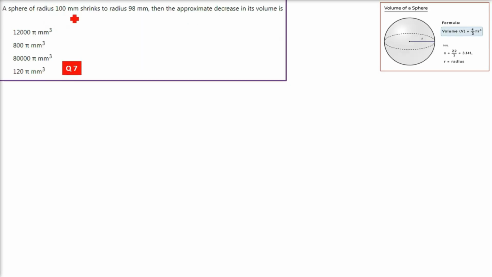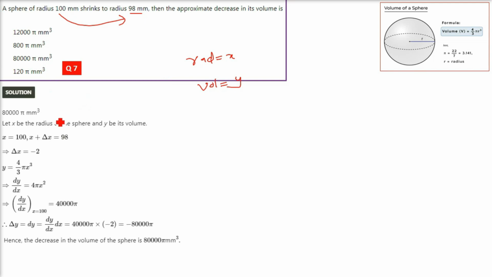A sphere of radius 100 millimeter shrinks to radius 98 millimeter. Then what is the approximate decrease in its volume? It is going from 100 to 98, so it is decrementing, shrinking, or you can say squeezing. So radius is x, volume is y. It will be easier for us to deal with x and y because we are accustomed to x and y. X is 100. X plus delta x becomes 98 after shrinking. So we can find delta x: 98 minus 100 is -2. This is the decrement of shrinking.